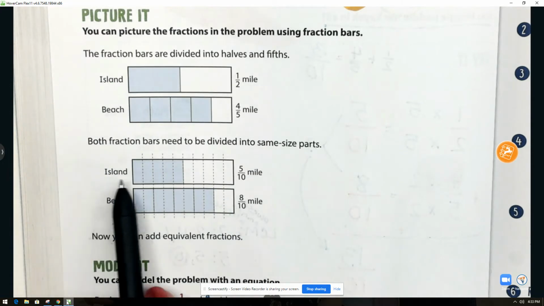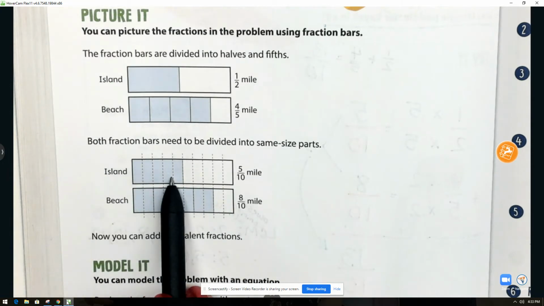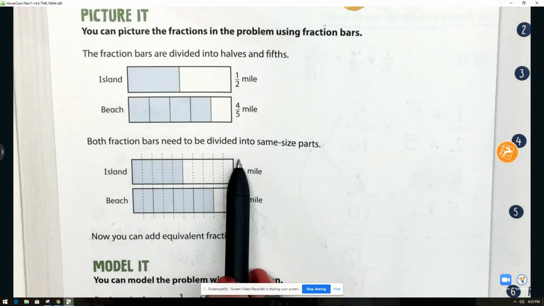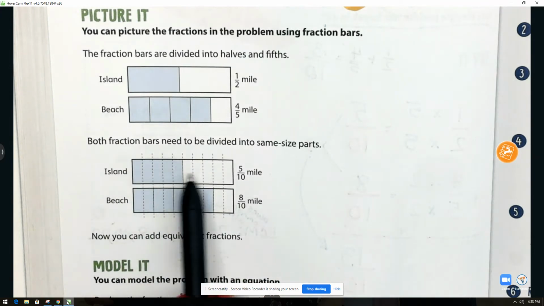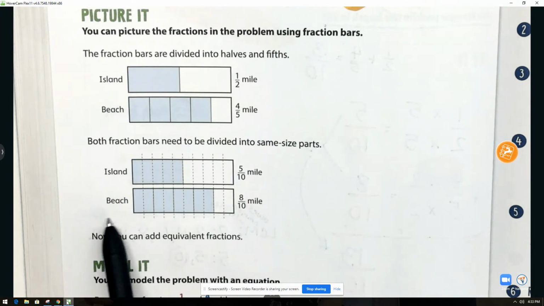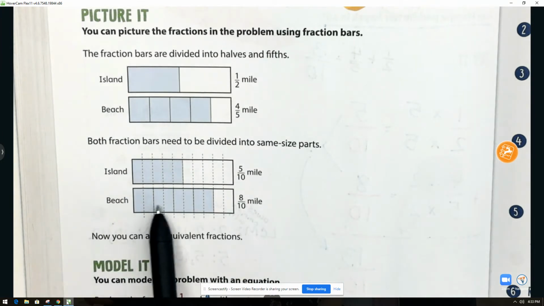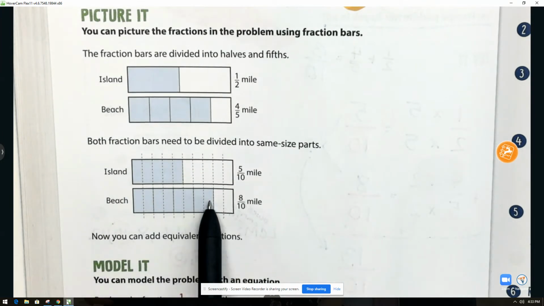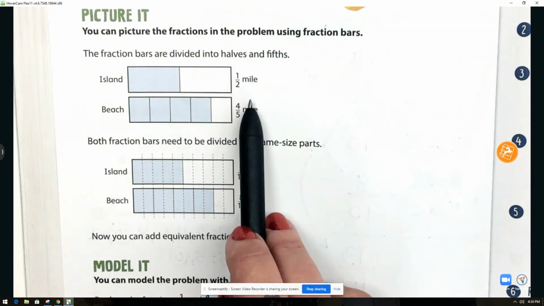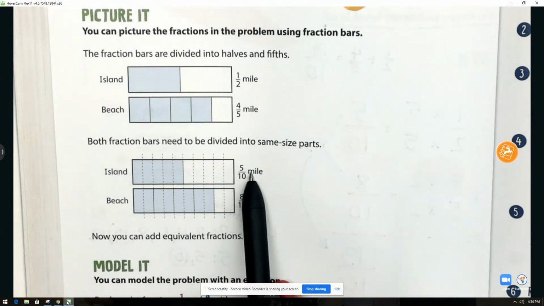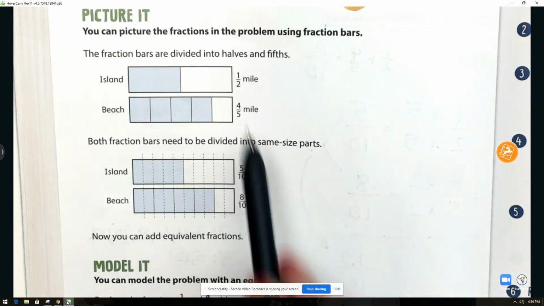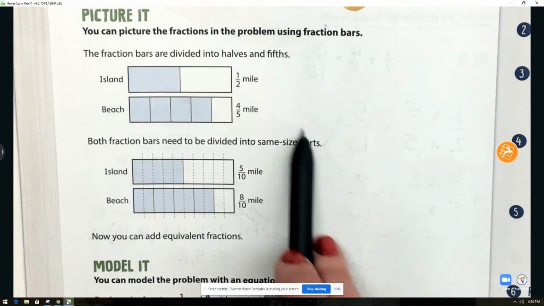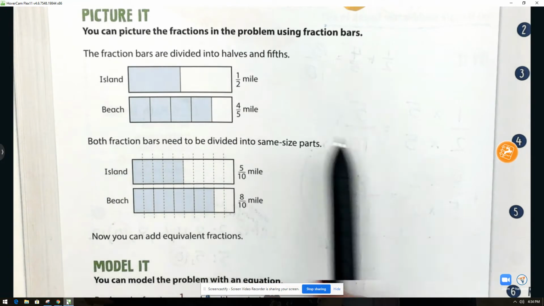Now, all we have to do is count how many of those parts we have to create our equivalent fraction. So we see here that the island is 5/10 of a mile, and the beach is 8/10 of a mile. So 1/2 is equivalent, or this 5/10 is an equivalent fraction to 1/2. And 8/10 is an equivalent fraction to 4/5.